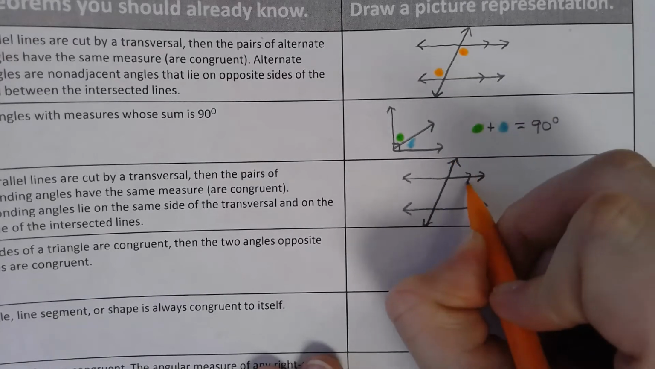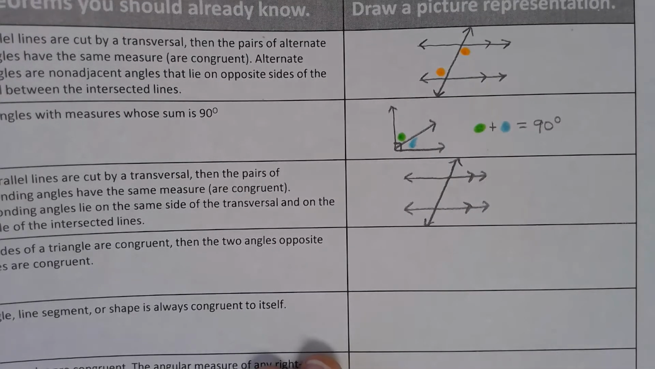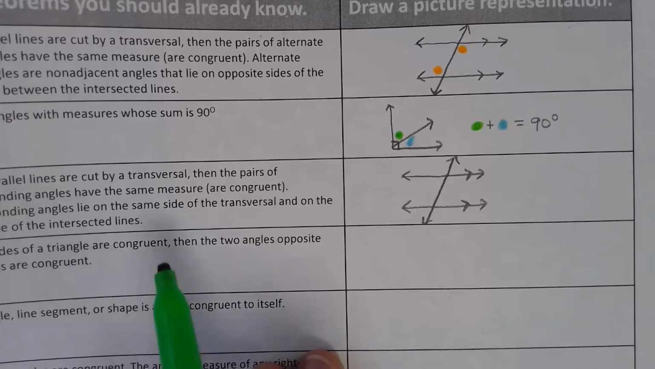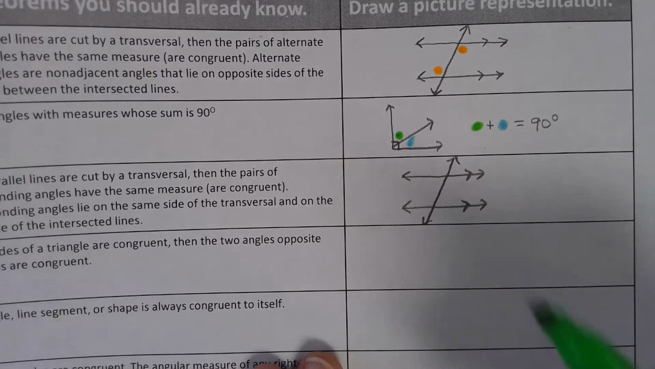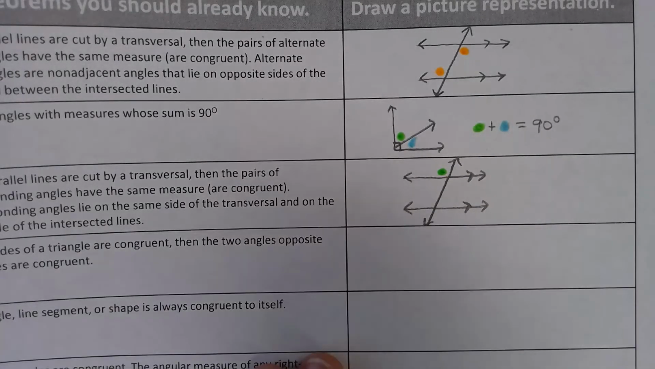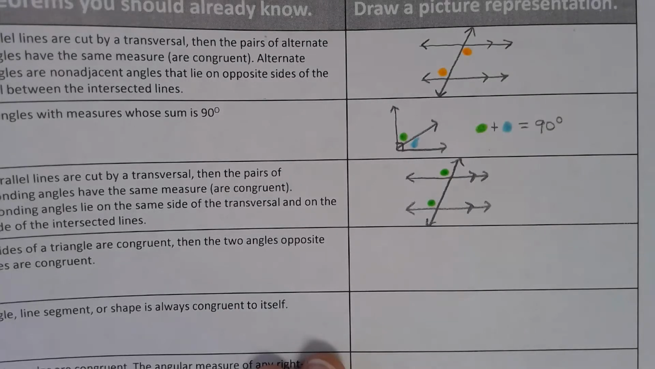And so denote that these are parallel with our little arrows. So when we're talking about corresponding angles, corresponding angles lie on the same side of the transversal and on the same side of the intersecting lines. So that means we're going to have this angle that corresponds to this angle. Those are the corresponding angles, and they are congruent.